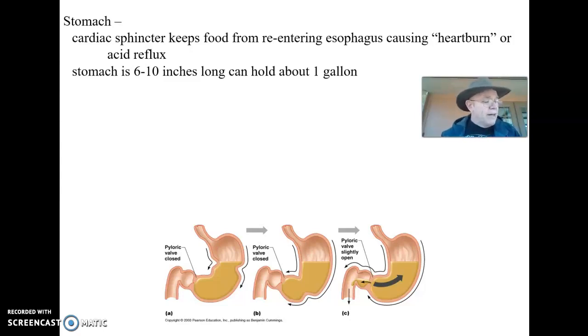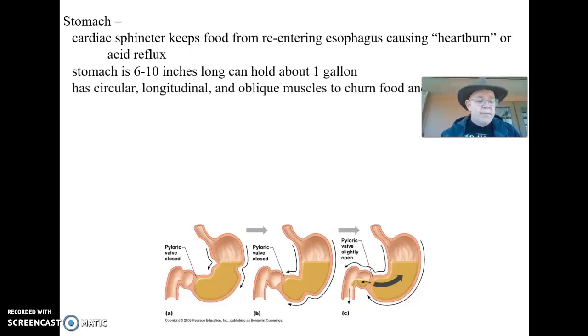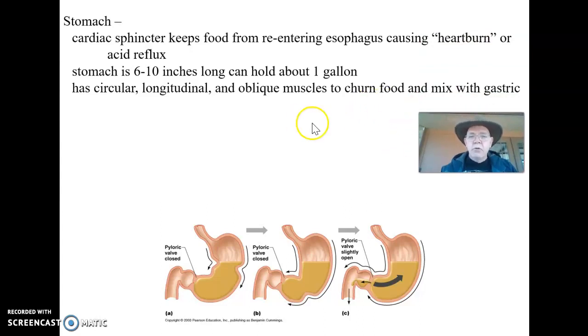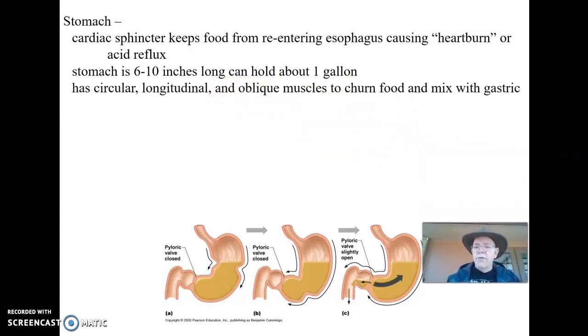All right. It has several types of muscles: circular muscles that go around and squeeze it together, longitudinal muscles that squeeze it this way, and also diagonal or oblique muscles that help churn the food and mix it. Keep that in mind, okay? Since it can squeeze three different ways, it mixes the food up really well and gets it all mixed up with what we call the gastric juices.